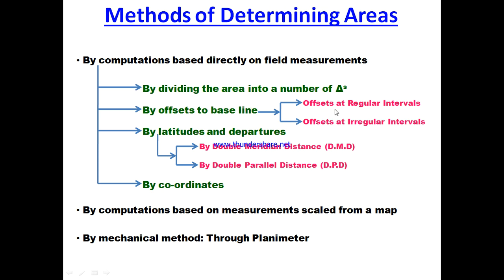Now these offsets may be at regular intervals or at irregular intervals. We will study both of them, how to calculate the area. The third one is by latitude and departure of the bearing lines, or we can say traverse lines, and it can be further classified into double meridian distances and double parallel distances. And the last one will be the coordinates. So we are going to discuss all these methods one by one. The basic idea is to determine the area of the land.